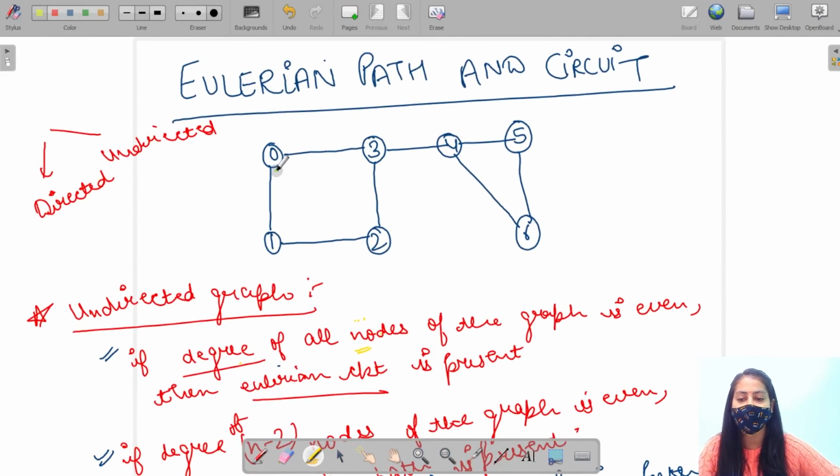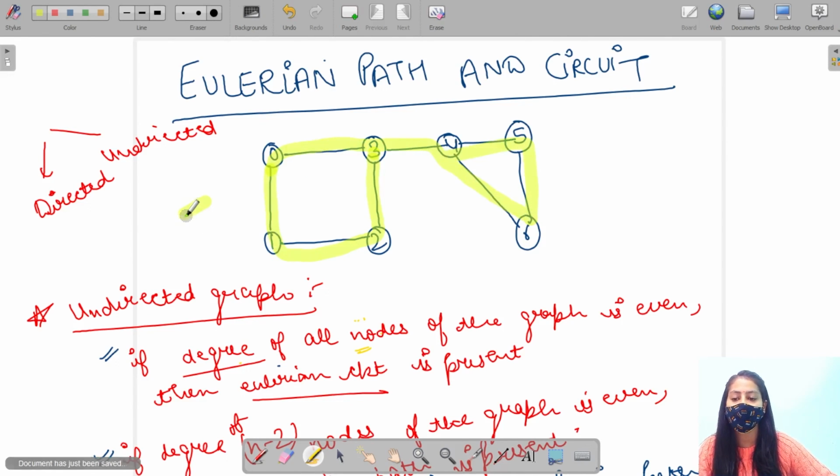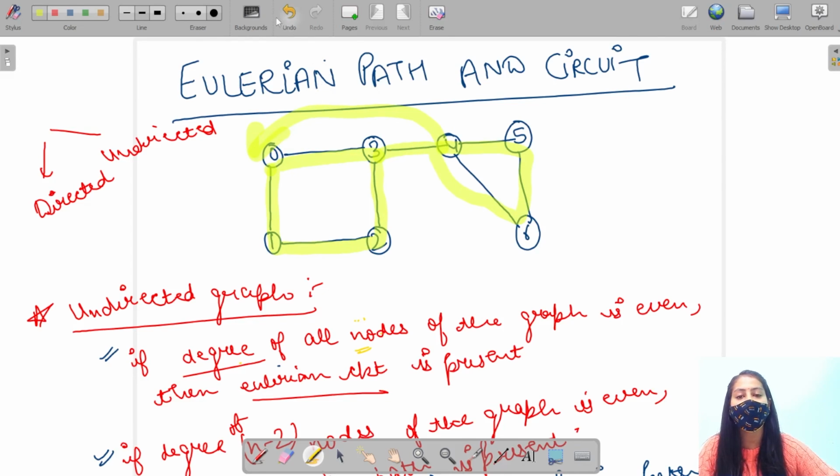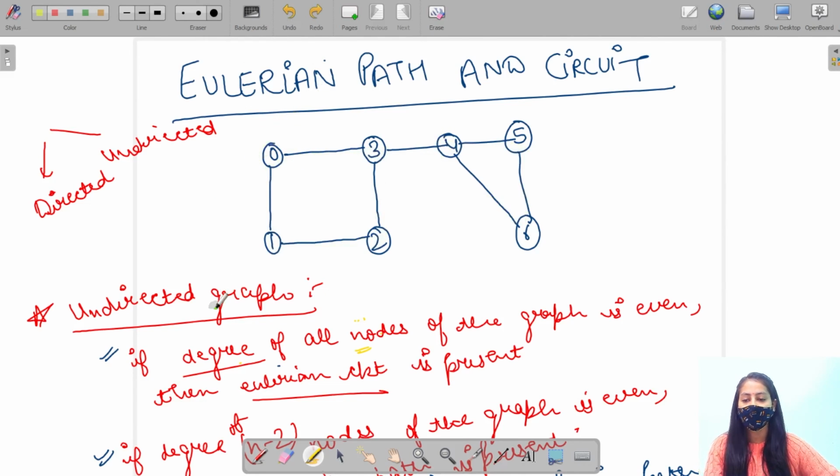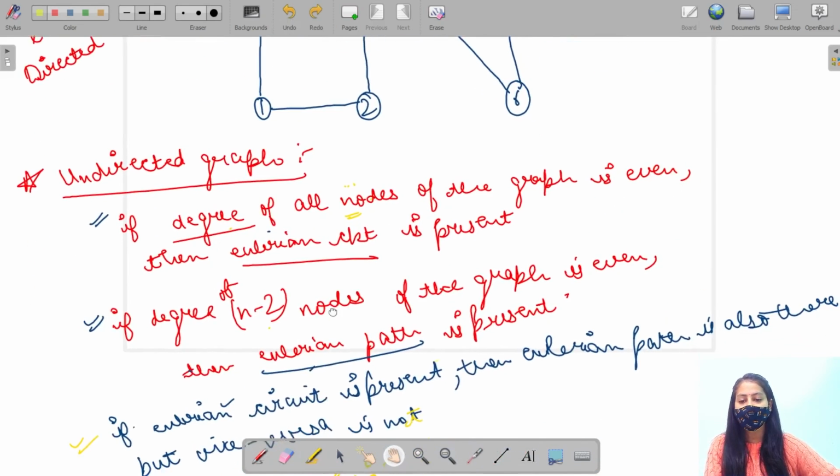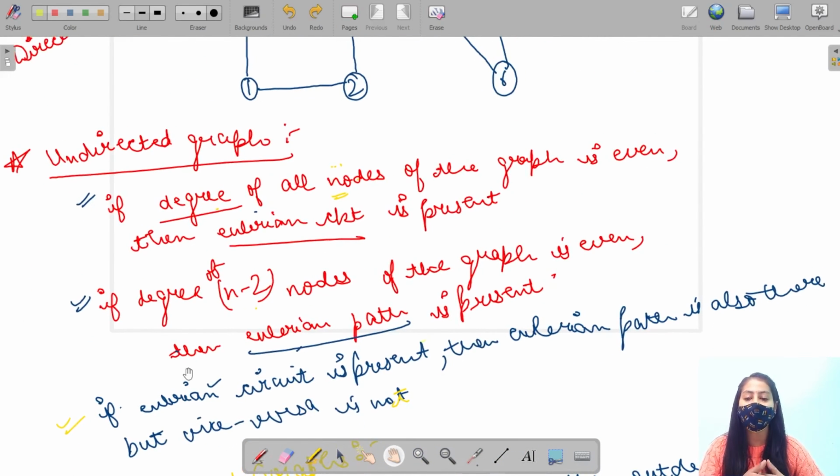So I hope you understand what an Eulerian path is: if you start from a point and visit all the edges of the graph exactly once, then an Eulerian path is present in that graph. But if you start from a node, visit all the edges exactly once, and return back to the same node, then an Eulerian circuit is present in that graph. So these are the two methods to check whether an Eulerian circuit or path is present in any undirected or directed graph.